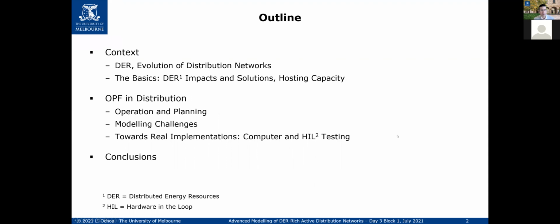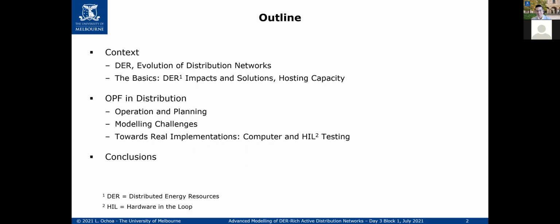So what I'm going to go through is really give you a bit of context. What were we talking about: distributed energy resources? What is the evolution of distribution networks? Are distribution networks so advanced that we need OPF today? Well, not really. Actually, distribution networks are perhaps the dumbest part of the whole electricity system. The advanced part has always been the transmission, that of course manages the bulk generation.